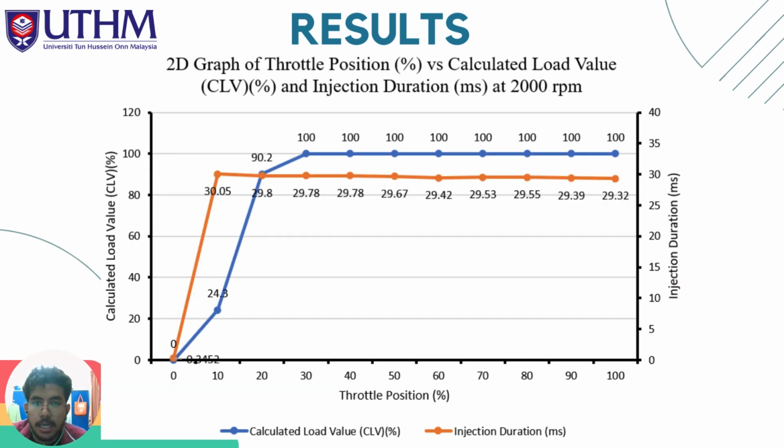Next is the result of engine speed at 2000 RPM. At the throttle position from 30% to 100%, the calculated load value is constant. And at throttle position from 10% to 100%, the injection duration is slowly decreasing.